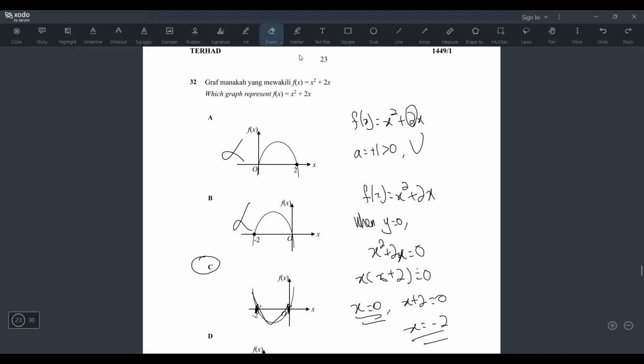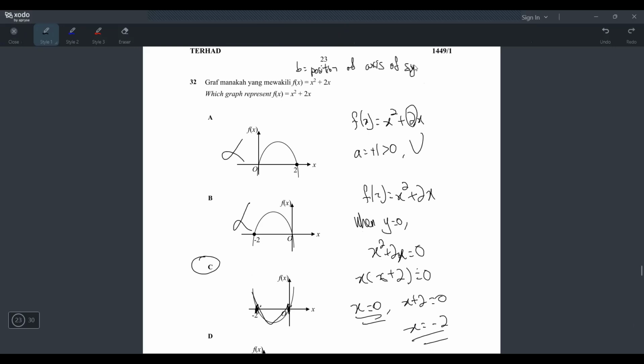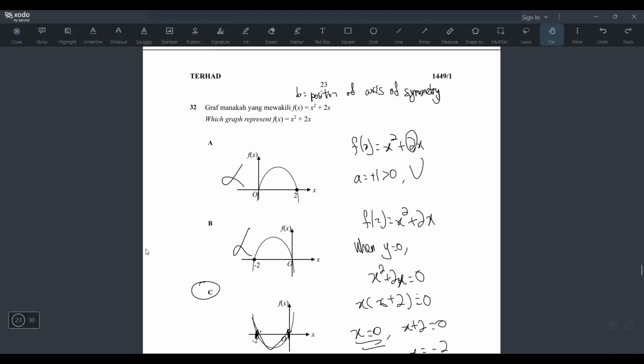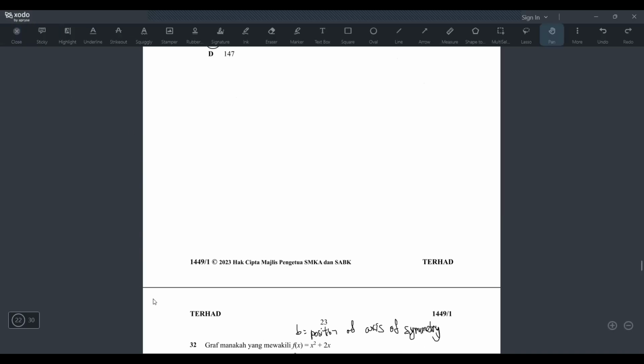So remember this. Your B will actually tell you the position of axis of symmetry. So let me write down all the 6 cases for you. So I think I can use this space, right?